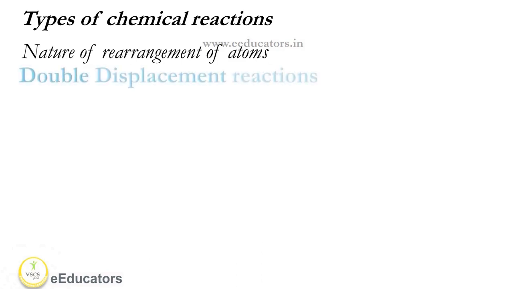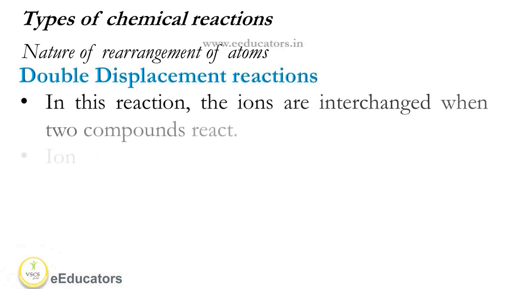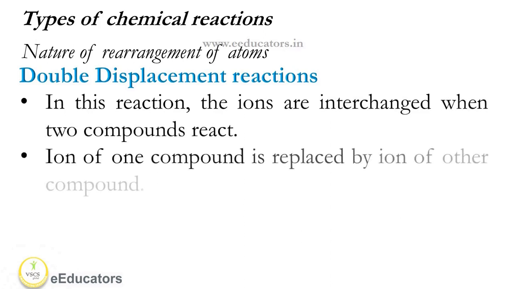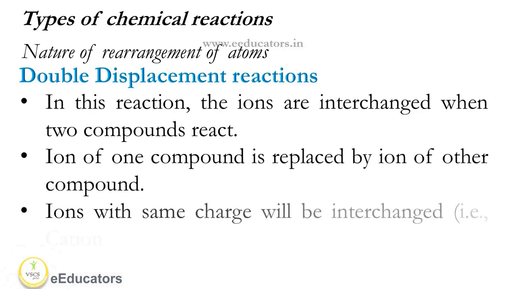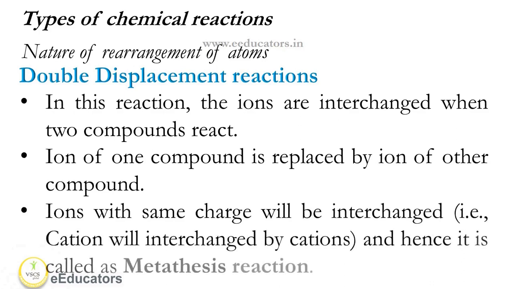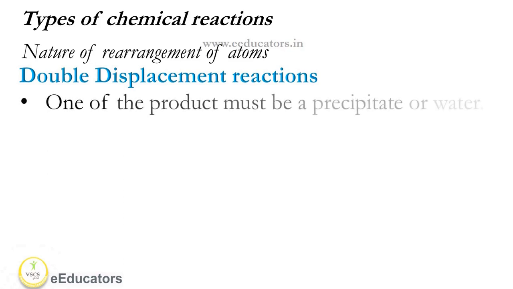Double displacement reactions. In this reaction, the ions are interchanged when two compounds react. The ion of one compound is replaced by the ion of the other compound. Ions with the same charge will be interchanged, that is, cations will be interchanged with cations, and hence it is called a metathesis reaction. In double displacement reactions, one of the products must be a precipitate or water.